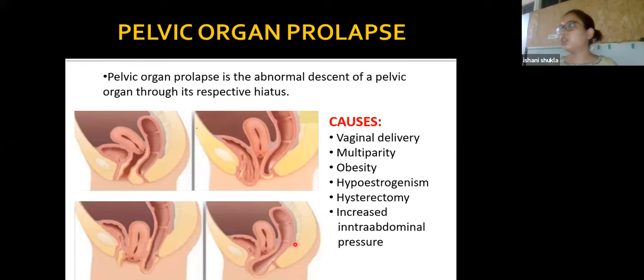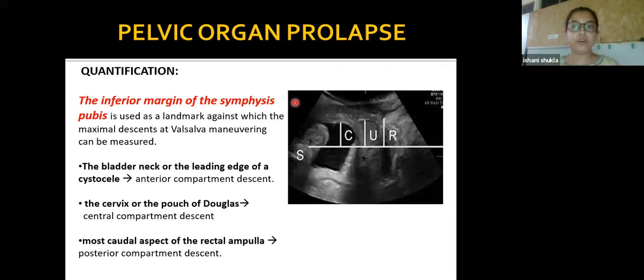Quantification. In ultrasound, how do we classify pelvic organ prolapse? We draw a horizontal line from the inferior part of the pubic symphysis, which is used as a landmark against which the maximal descent at Valsalva maneuver can be measured. The bladder neck or the leading edge of a cystocele is used for anterior compartment descent. As we can see here, there is cystocele. The cervix or the pouch of Douglas is used for central compartment descent, and the most caudal aspect of the rectal ampulla for posterior compartment descent. We quantify according to this.